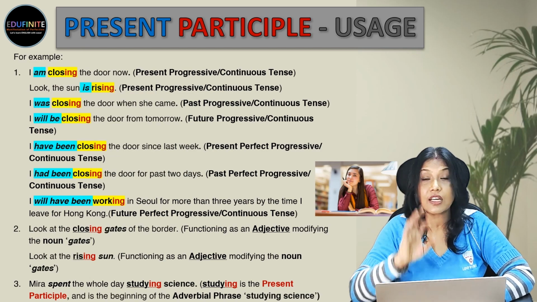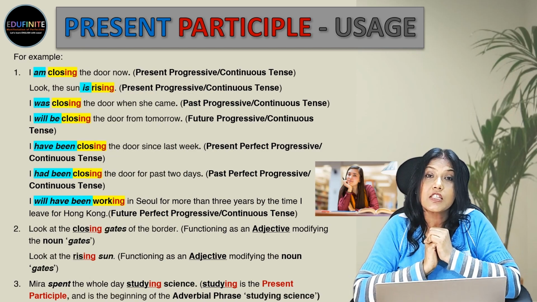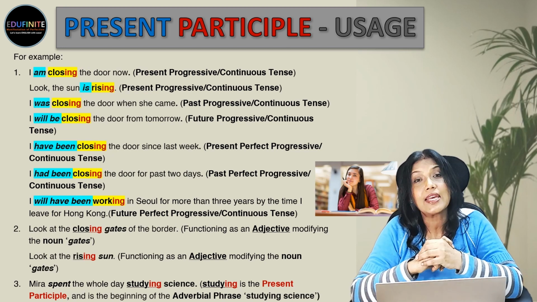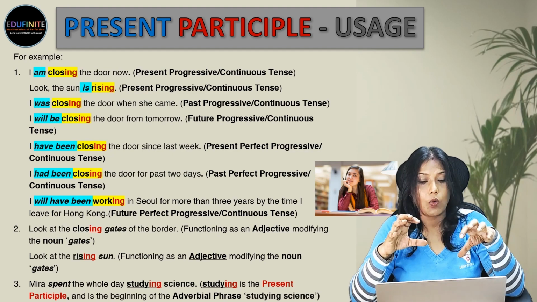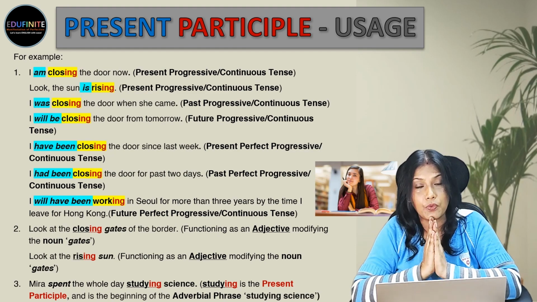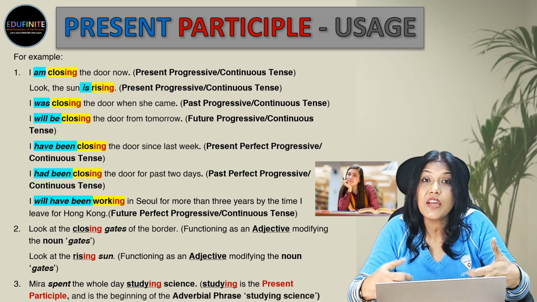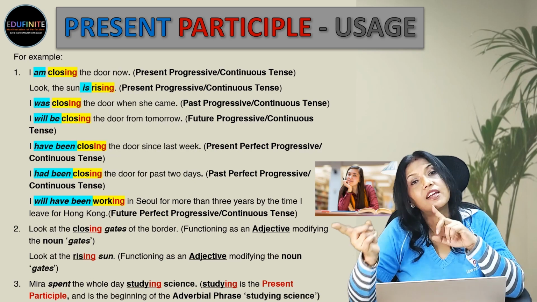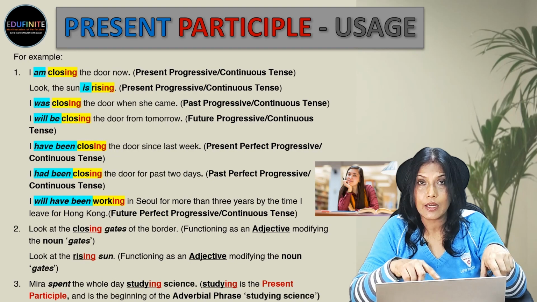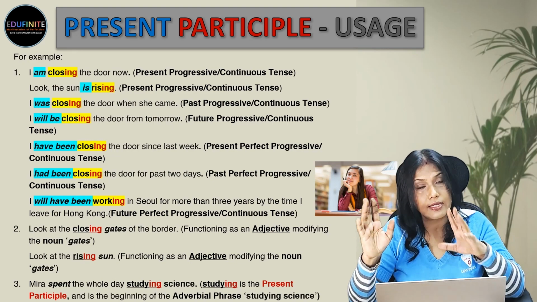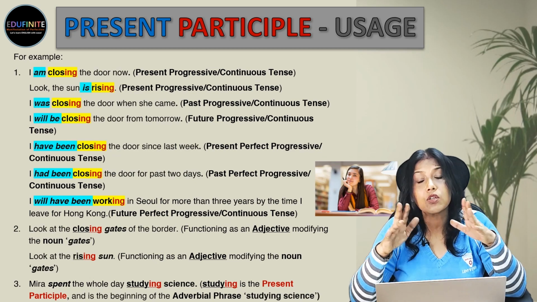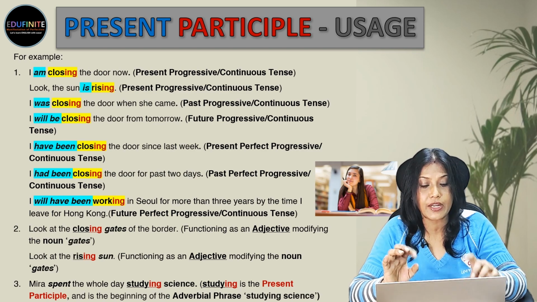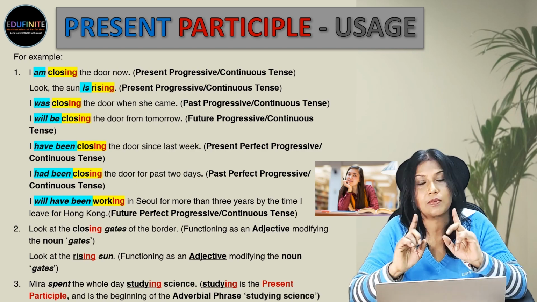The next one, the third function, is: Mira spent the whole day studying science. So what do we see? Studying is the present participle. Now, the word studying, what is it trying to do? It is trying to tell us how Mira spent her time. So spent, that's the verb. So studying science is telling us more about the verb spent, so this is the adverbial phrase. As I told you, adverbial phrases begin with the present participle.